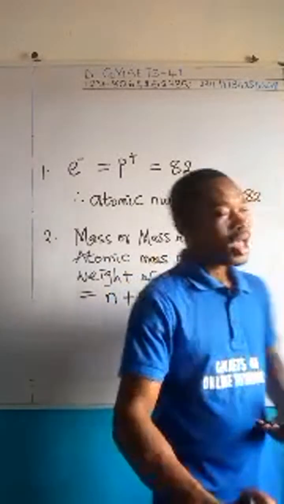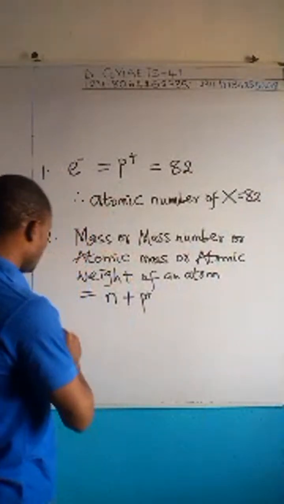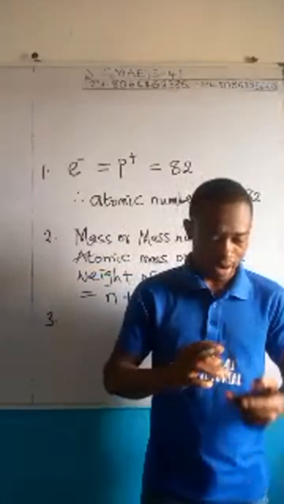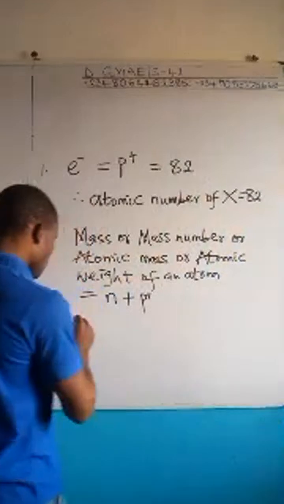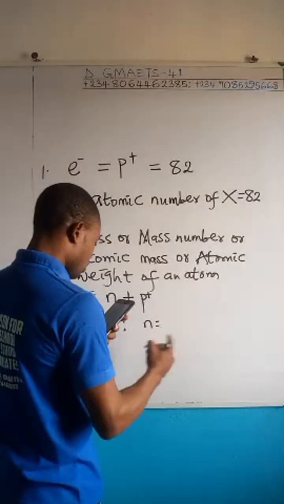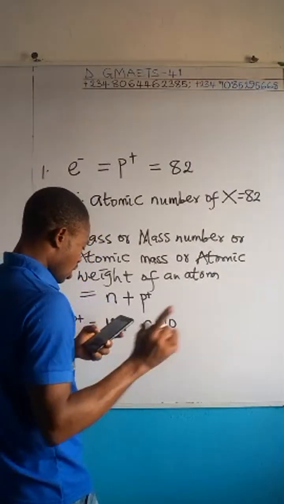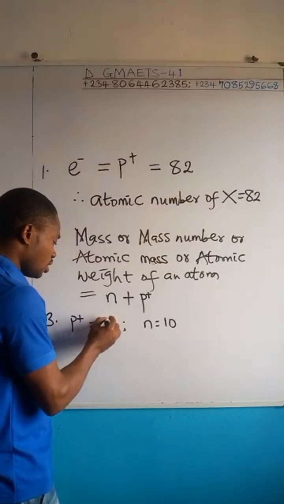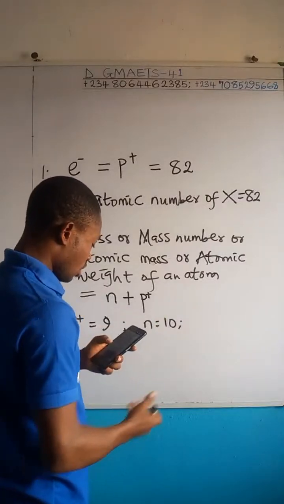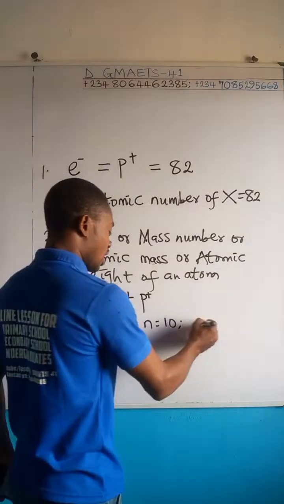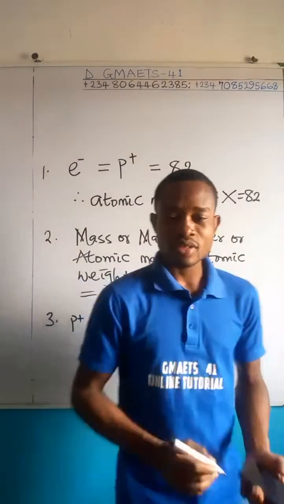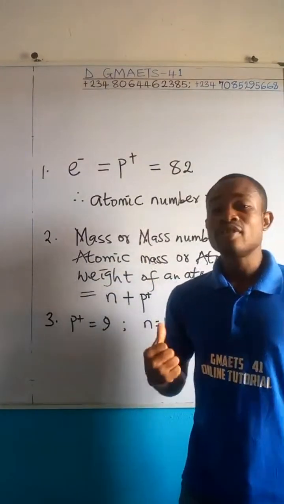How do we answer this question? It's a simple one. Let's do the analysis together. This is our question number 3. In the question, we're given the number of protons, the number of neutrons, and the number of electrons. Number of protons is 9 as given, number of neutrons is 10, and the number of electrons is 10. Good. Now, there is something very important you would want to take note about this question.